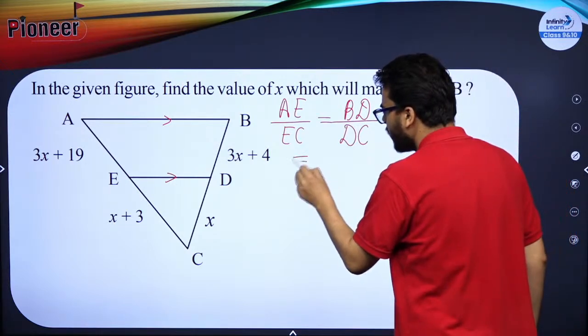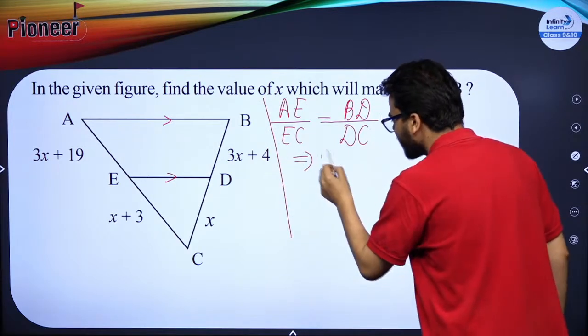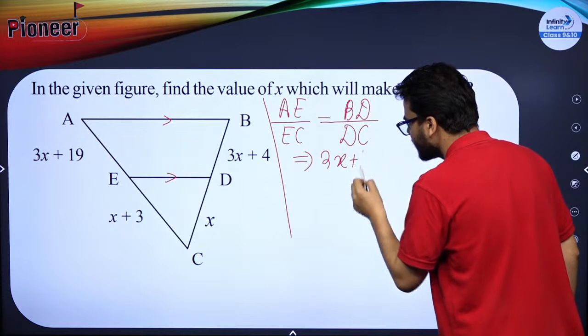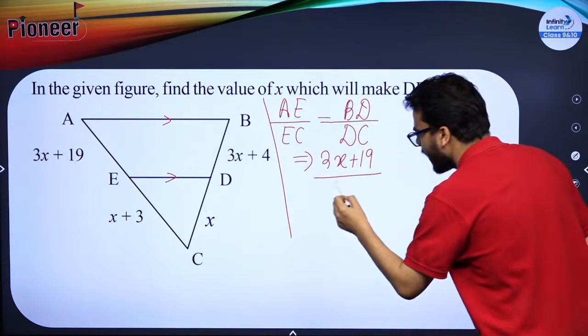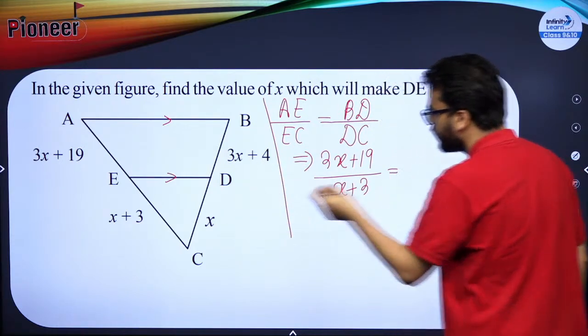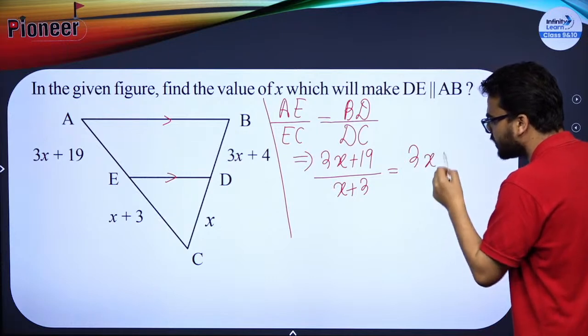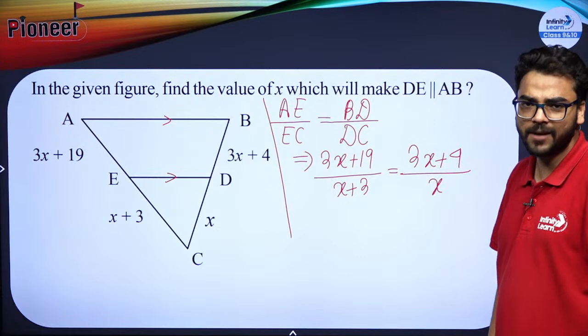So can I not write over here, in place of AE, 3x plus 19 from the figure itself, divided by, in place of EC, x plus 3 over here, guys? And that will be equal to 3x plus 4 by x. I hope this thing is clear up till here.